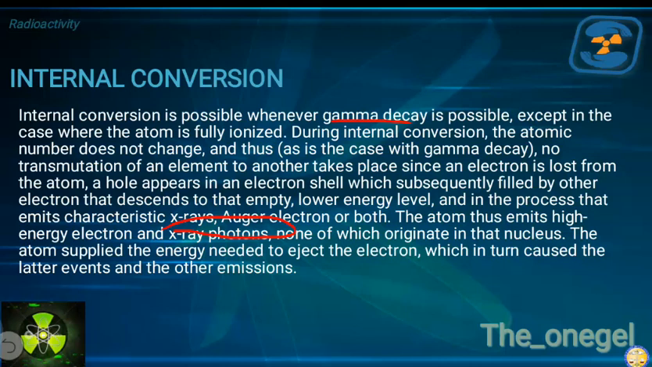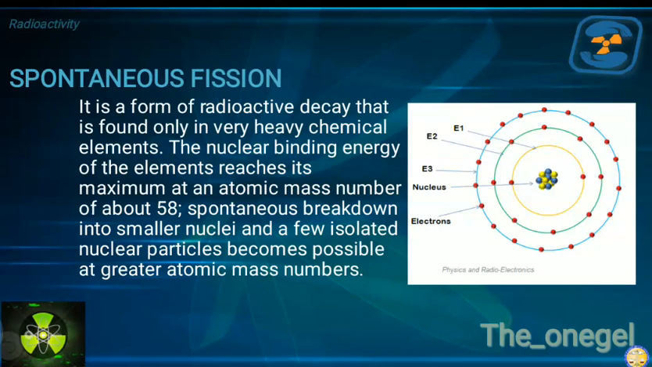Pang ilan na ba to? I guess pang 5. So, now let's come to spontaneous fission. So, kung maaalala nyo, there is fusion. Fusion, nag-fuse yung mga maliliit na nucleus. Yung fission naman, naghihiwalay ang malaking nucleus into smaller nuclei. Mas maraming nucleus, kaya fission.